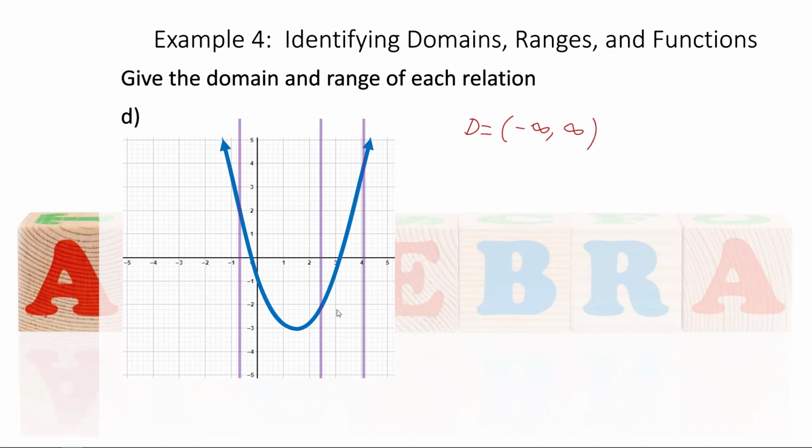But as before the range, notice that this graph has a minimum value. That minimum value is -3. The outputs will never be lower than -3, not 3, but -3. So the range is going to be the half open interval, which starts at our minimum value of -3 and goes all the way up to infinity. So that would be our range, and yes, this is indeed a function.